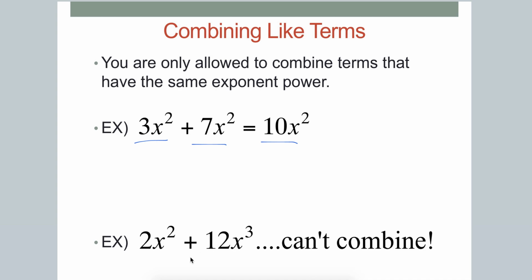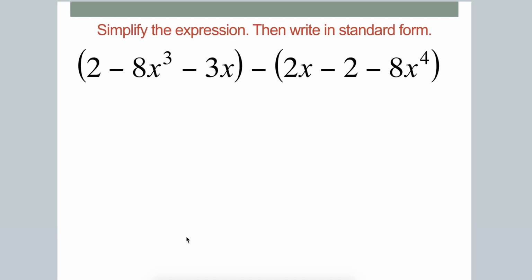Things that cannot be combined, for example, are things that have different exponent powers. So 2x squared and 12x to the third cannot be combined because they have different exponents. So let's dive into a few more examples.